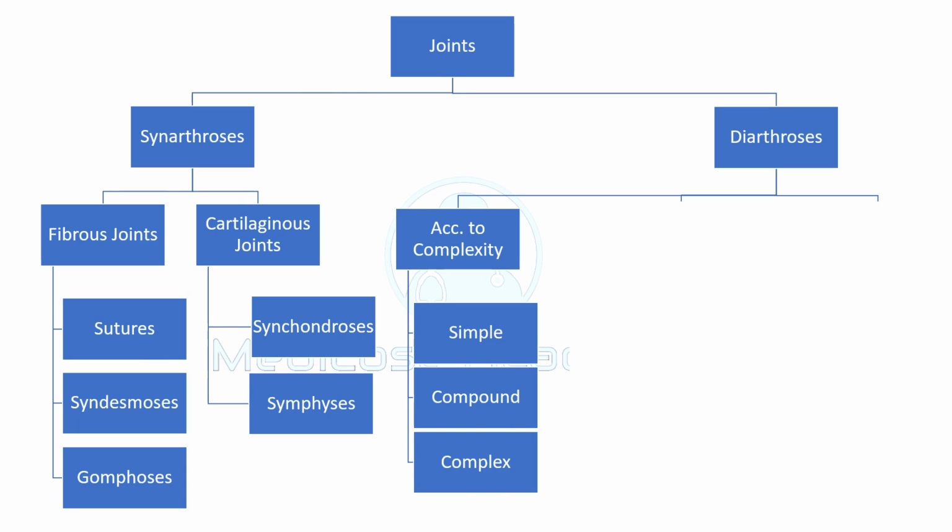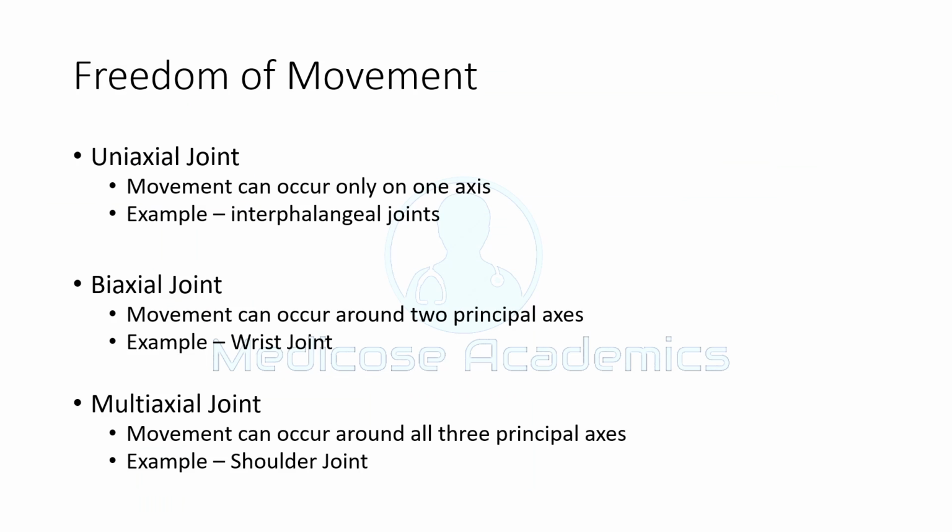Let's move on and discuss the freedom of movement. If a joint moves around only one axis, it's a uniaxial joint. For example, the interphalangeal joint only does flexion and extension around the transverse axis. Similarly, the atlantoaxial joint does only rotation around the vertical axis. So the movement is around one axis.